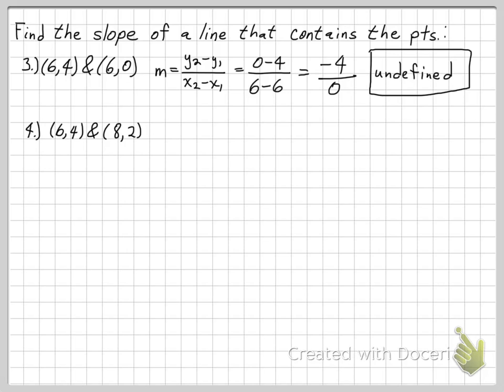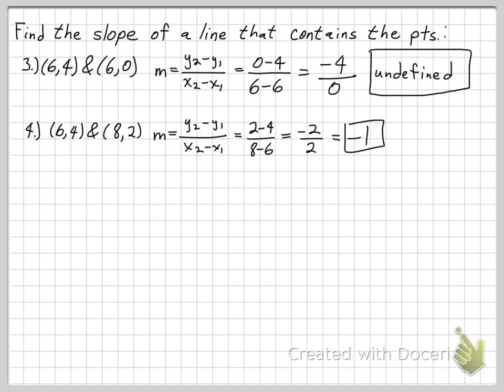What about the slope of the line that contains the points 6, 4, and 8, 2? Okay, so we have our formula for slope, and we'll substitute values in. We get 2 minus 4 over 8 minus 6. By the way, you might want to pause this presentation and convince yourself that this is in fact y2 minus y1 over x2 minus x1. But for the sake of the presentation, I will continue. So 2 minus 4 is negative 2. 8 minus 6 is 2. So we have that simplified to negative 2 over 2, which has a slope of negative 1. Okay?